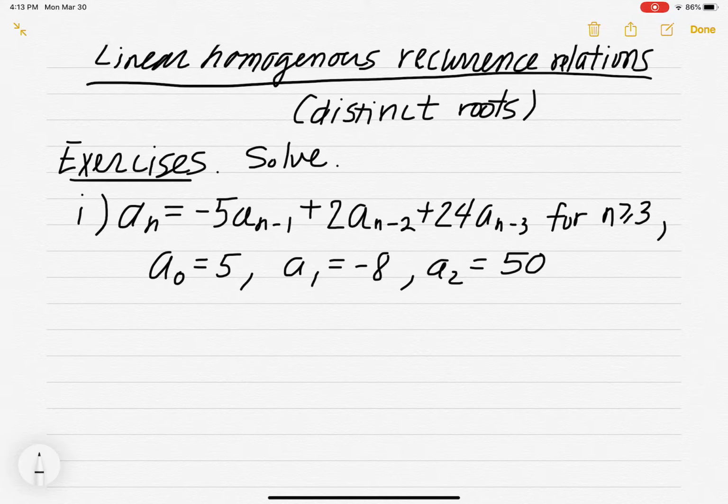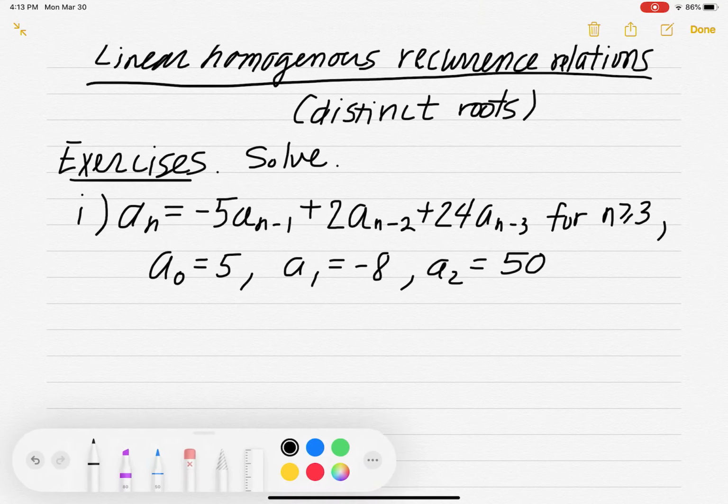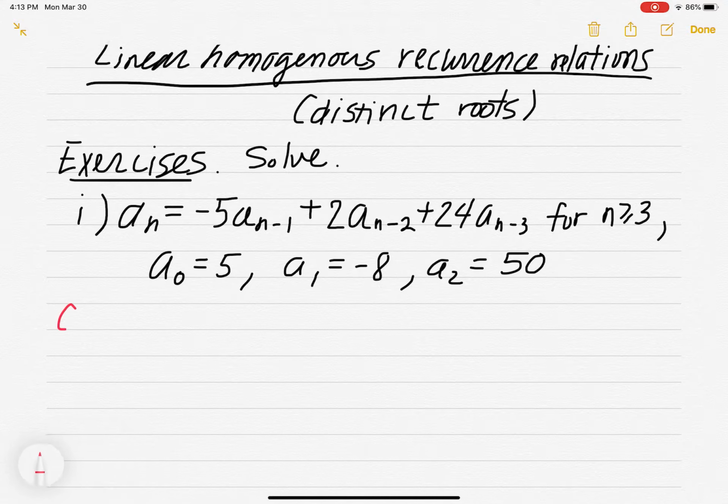So here we have a_n equals 5a_(n-1) plus 2a_(n-2) plus 24a_(n-3), for n greater than or equal to 3. And we've got three initial conditions: a_0 is 5, a_1 is negative 8, a_2 is 50. So the first thing we want to do is write down our auxiliary equation, I'll put that in red, our characteristic equation.